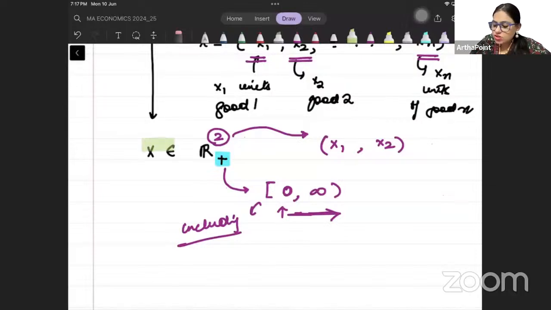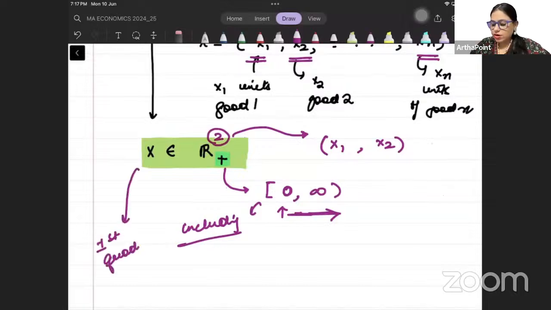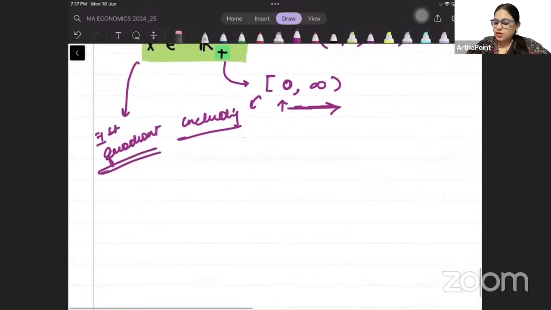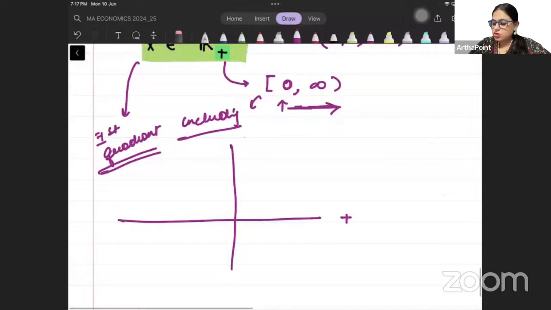So a consumption set is always drawn in R plus space, which means that I am always drawing in my first quadrant, right? Where both the goods need to be positive. So this is positive, this is positive. This is my first quadrant. This is how my consumption is defined.